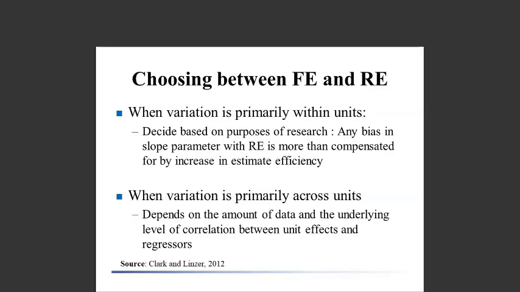It's not so straightforward when there's variation primarily across units. An example of this, you'll recall, was when we think about changes in median income within states over time. Over time, median income will change slowly. So most of the variation in the dependent variable will be explained by differences in, say, wealth across states. In these situations, the choice of estimator depends on the amount of data and the underlying level of correlation between the unit effects and the regressors.